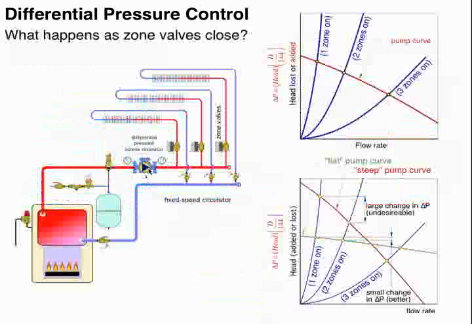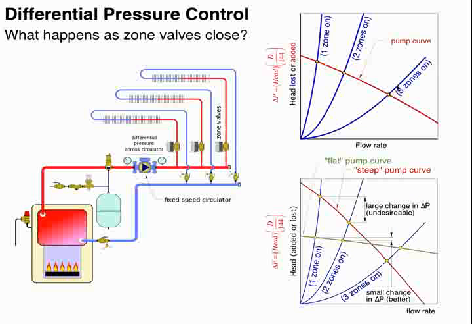Here's 3 zone valves with a fixed-speed circulator. This blue curve right here, where it says 3 zones on, represents the system head loss curve with all 3 of these zone valves open. And we get an intersection point right here at a certain flow rate. Okay. Now, if we close one of those zone valves down, the system curve gets steeper.